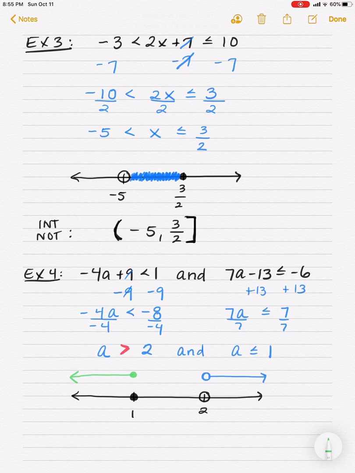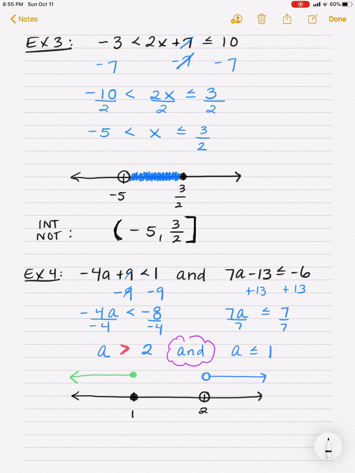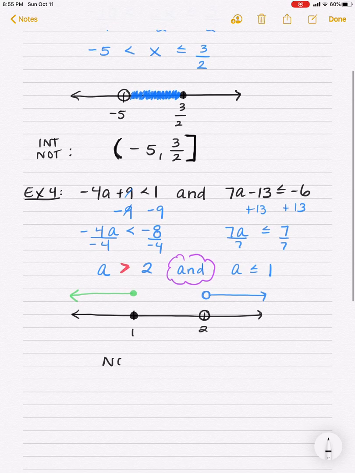Well, again, because of this word and, okay, we need to shade the overlap. And these two solutions do not overlap. And so this is that case that we talked about in class. This is a no solution.